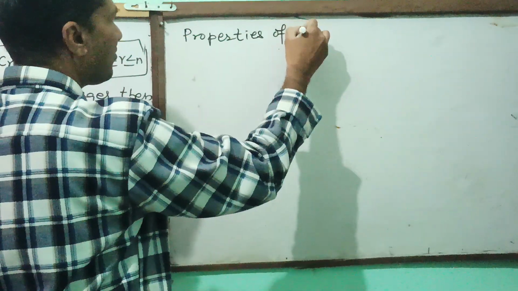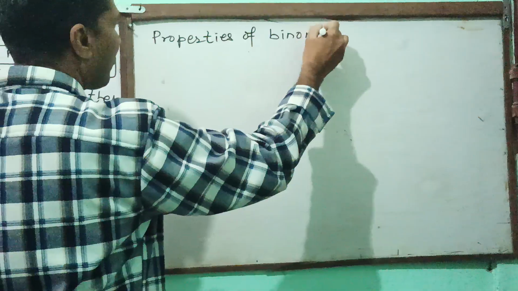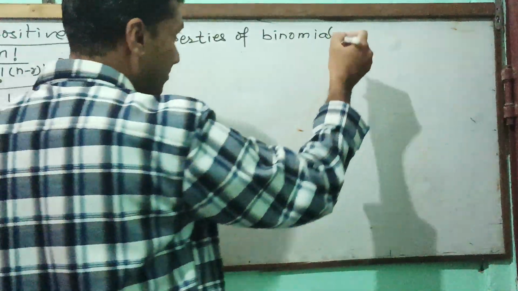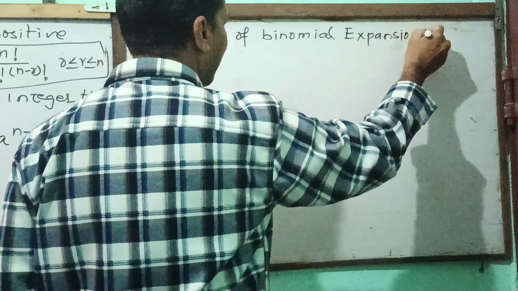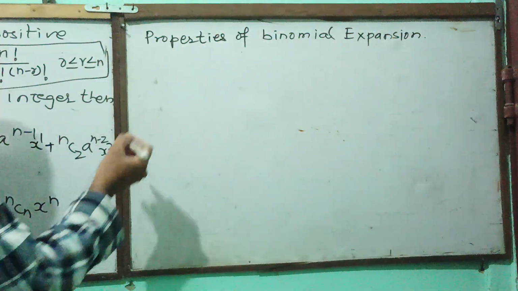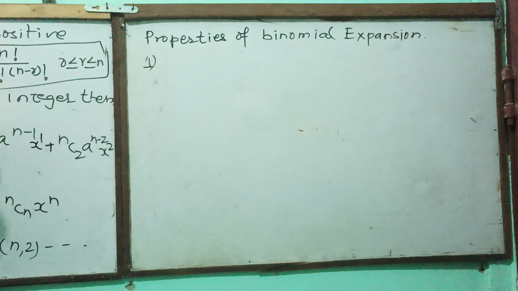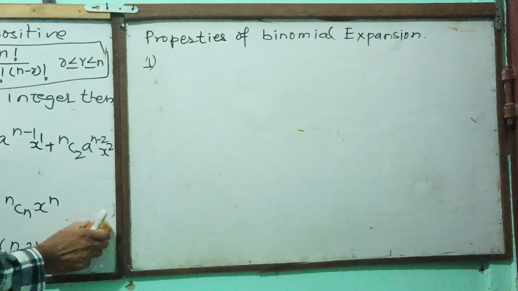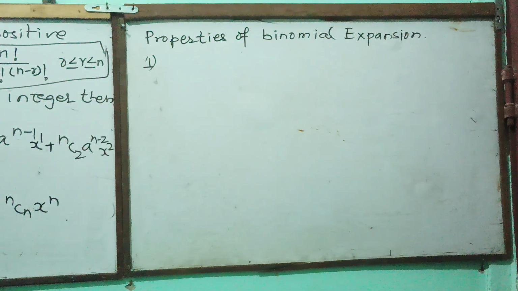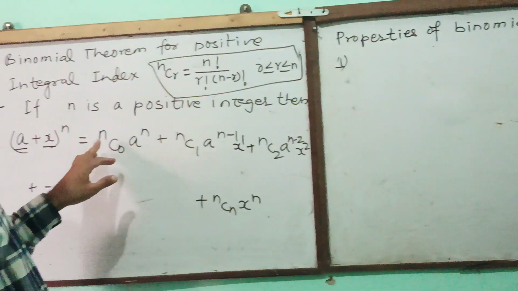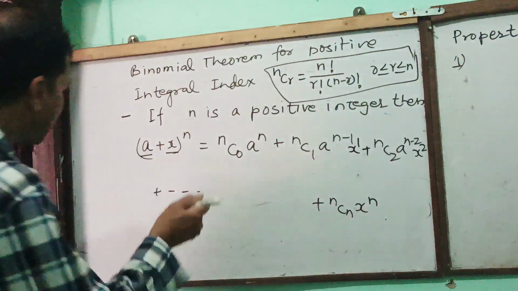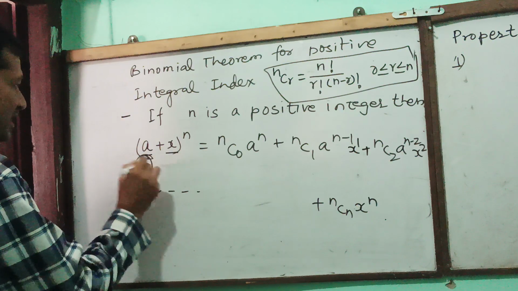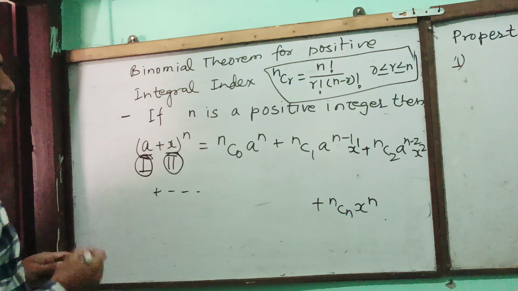Properties of binomial expansion. Okay. So first property, let us check over here. Just look at this expansion, what we are dealing with. So the terms are nC0 a to the power n. Over here the first term is a. Second is x.